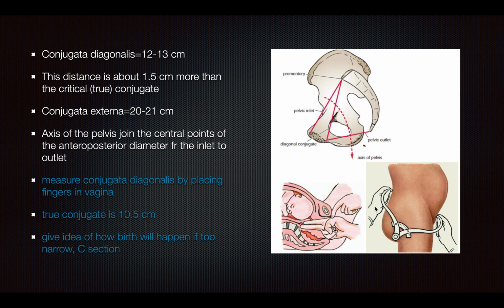This is much more common. The true conjugate is about 10.5 centimeters, but like I said, not many people really measure it anymore. But we can estimate it from all the other values. It's important to know these values because it gives an idea how the birth will happen. It will give you an idea that if the pelvic outlet is going to be too narrow, the child must be removed via cesarean section.